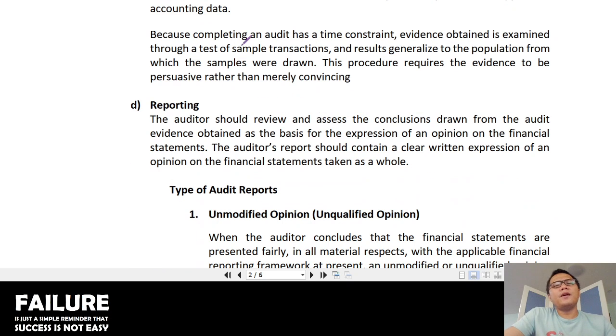So next phase, natapos mo na lahat, nakagather ka na ng evidence, and nakadraw ka na ng conclusion about the audit, kung fair ba o hindi, is the reporting phase. Ito na yung phase na gagawa ka na ng report. Dito mo na sinasabi kung ang financial statement na prepared ng management is fairly presented or not. Okay? Is fairly presented or not.